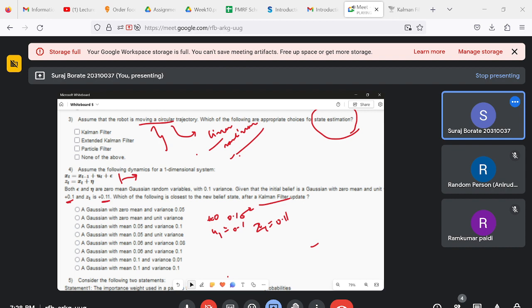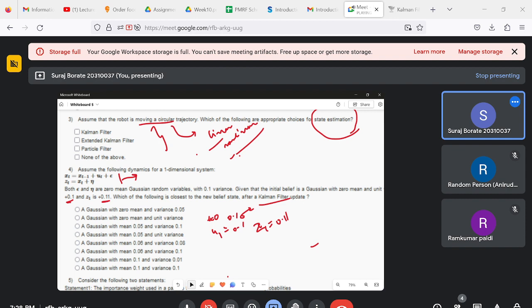First you will get mu t bar and you will get sigma t bar. Use that sigma t bar and mu t bar to find Kt and mu t. Then you use Kt and this to find sigma t. If you just go on following the steps in line, you will get the answer. Fine.